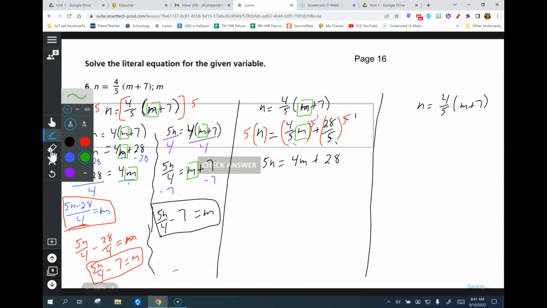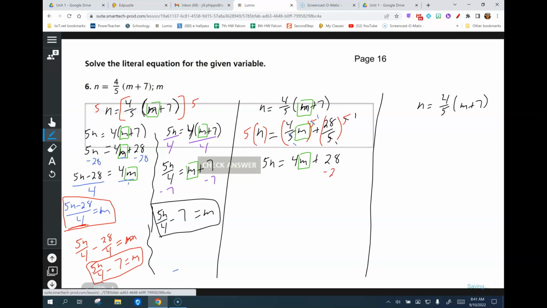What am I solving for? M. Hopefully I haven't lost you. Stay with me. If you need to pause your video and take a break, because this is a lot for your brain, do that, okay? Now I'm solving for m, so I'm going to get rid of the 28.